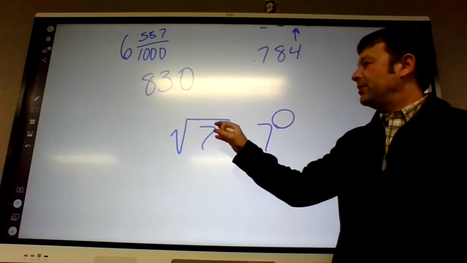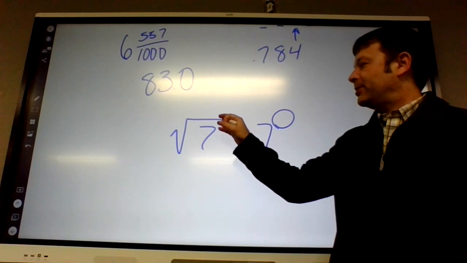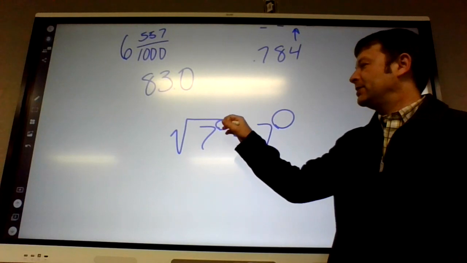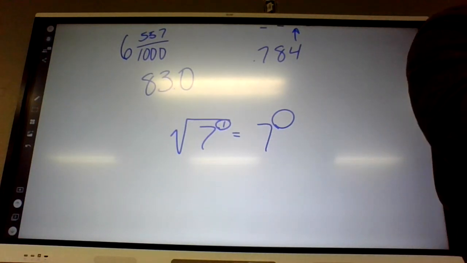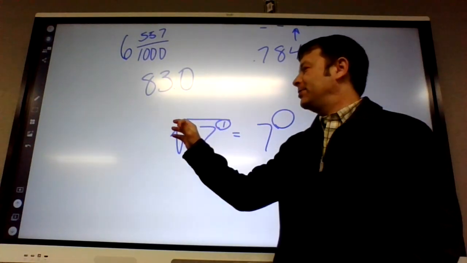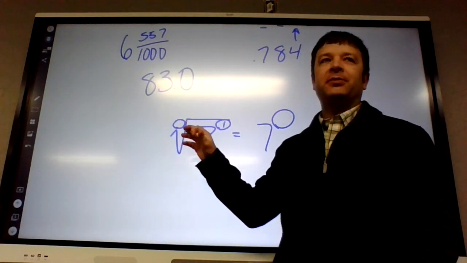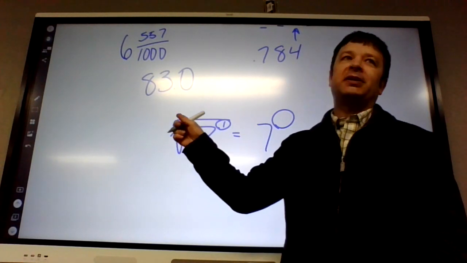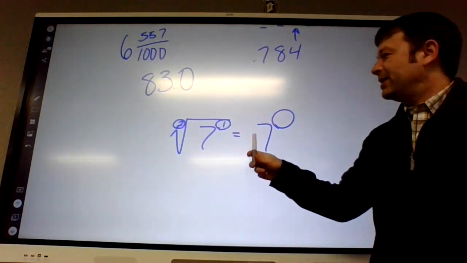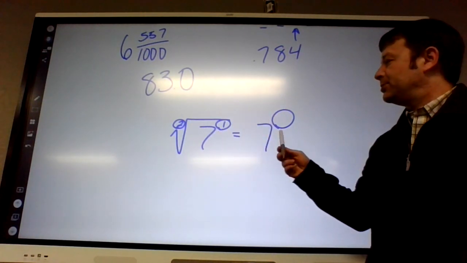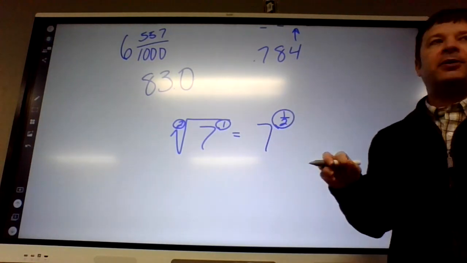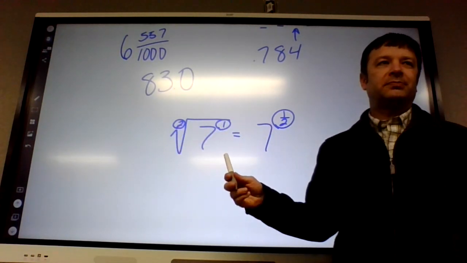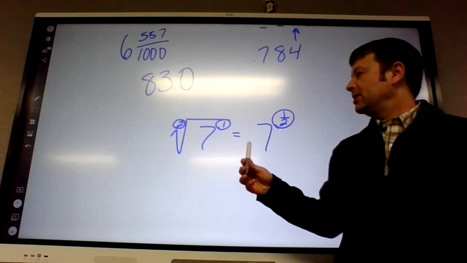Okay. There is an invisible power on the 7. What is it? No, 1. 7 is like 7 to the 1, right? Okay. There's also an invisible number right here on the radical. 2. Remember talking about that at the beginning? If there's no number up there, that's like a square root. Okay. This square root of 7 is equal to 7 to the 1/2 power. I just put this one over this one. Okay, 7 to the 1/2 power.